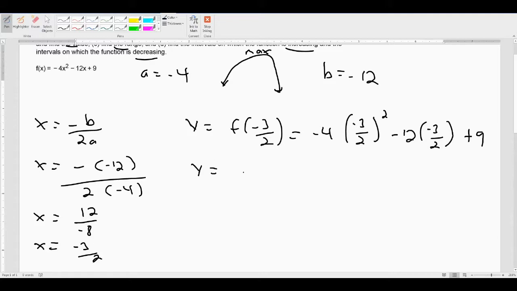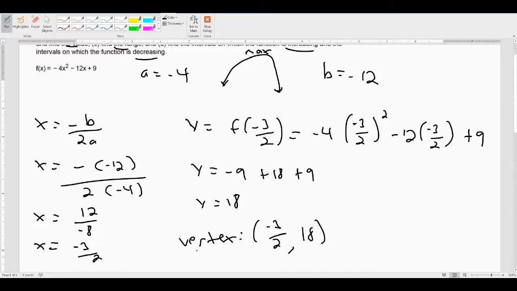Let's see if we can do this one by hand. Let's see, -3 over 2 squared is 9 over 4. Those 4's will cancel, leaving -9. And negative is a positive. 2 goes in 12 6 times. 6 times 3 is 18 plus 9. Those cancel, it leaves 18, so our vertex should be negative 3 halves, comma 18.